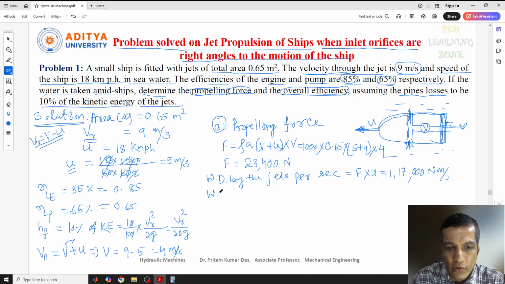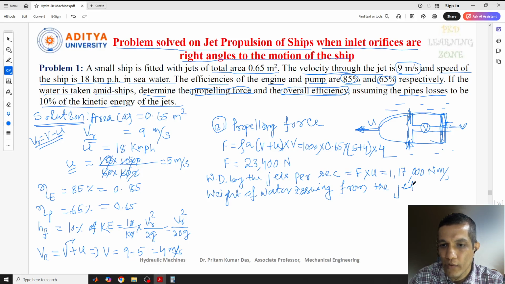Now we'll find out the weight of water which is issuing from the jet. This is also per second. We know that W equal to mg. So here also I can write the value of m, that is rho A VR, into g.